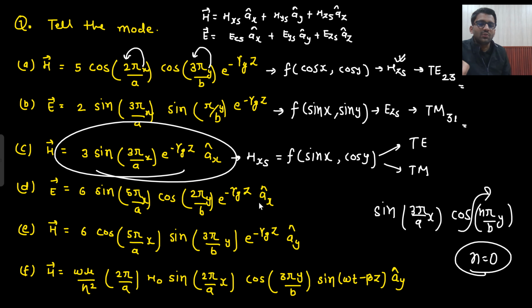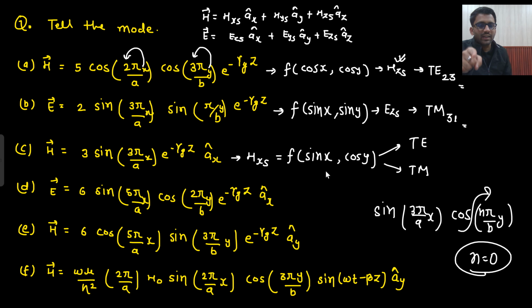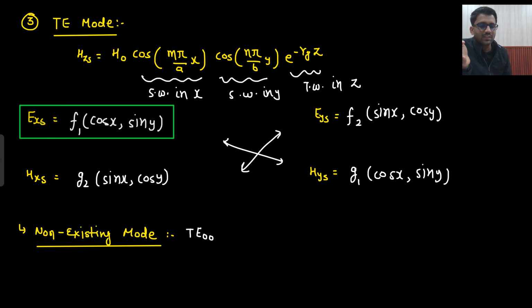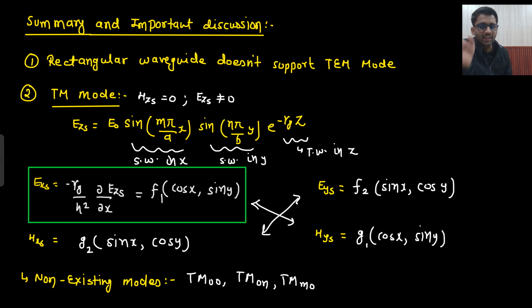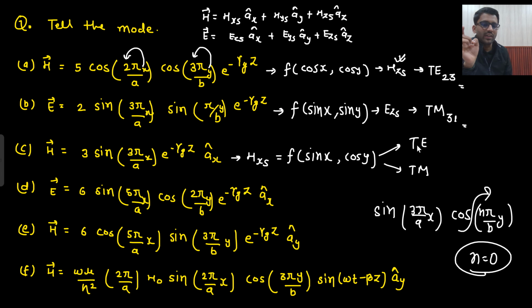From here, when I saw this expression, I got to know that it is hxs. And hxs is a function of sin x cos y. Because what do I remember? Exs is a function of cos x sin y. Then ex and hy are brothers. So hx will be a function of sin x cos y. But now I cannot conclude whether it is TE or TM, because in both of them, hx is a function of sin x cos y. So I wrote down that both are possible as of now.